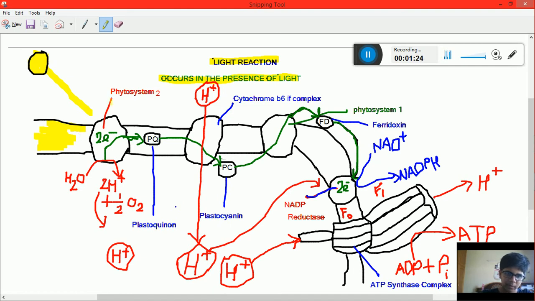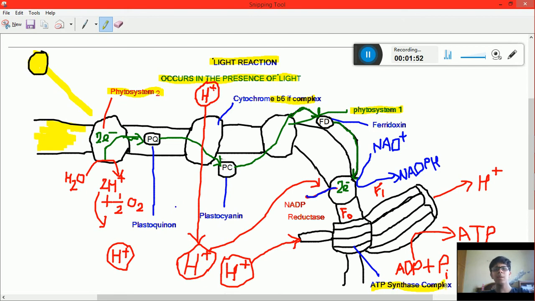Let me discuss the structure first. There are two photosystems in this structure: photosystem 2 and photosystem 1. The basic thing to note is that the light reaction begins from photosystem 2, then proceeds to the cytochrome B6F complex, and then goes to photosystem 1. So first it occurs in photosystem 2, then in photosystem 1. Other than that, there is an ATP synthase complex where ATP is made.